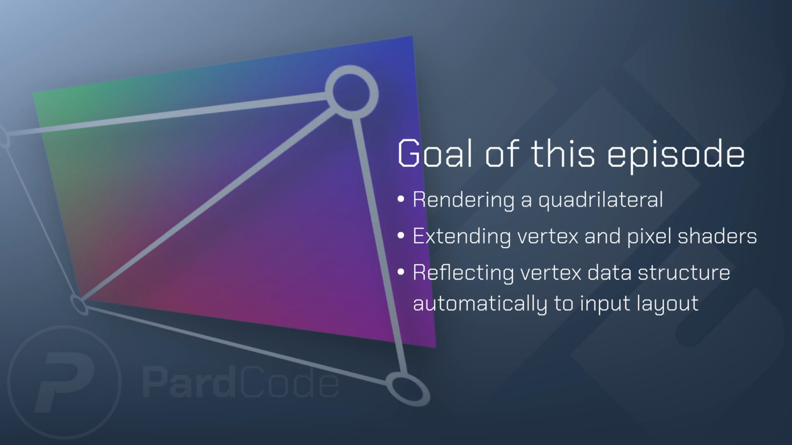This time, we are going to focus on rendering a new type of geometric shape, a quadrilateral. This will lead us to extend the vertex and pixel shaders created in the previous tutorial. We will also learn how to reflect changes made to the vertex data structure into the input layout automatically, without having to manually update the layout each time. Let's begin by diving deeper into the concept of a quadrilateral.